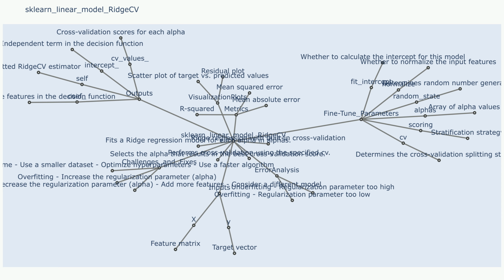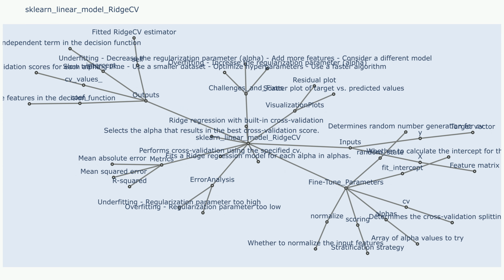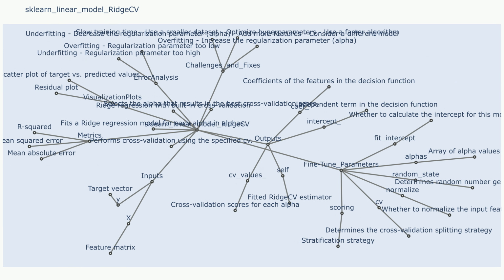Fine-tune parameters. Alphas, fine-tune the range of alpha values to explore the regularization strength that leads to optimal performance. CV, adjust the number of folds for cross-validation to balance the trade-off between computation time and model generalization. Uncertainty methods. Bootstrap resampling, resample the data with replacement and refit the ridge CV model multiple times to obtain a distribution of coefficients and predictions. Bayesian methods integrate over the uncertainty of the model parameters to obtain credible intervals for predictions.